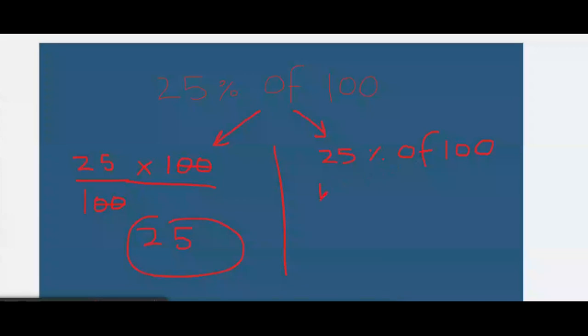Now 100% of 100 will be 100 because the total number is 100, right? What about 50%? 50% will be half of 100, which is equal to 50.